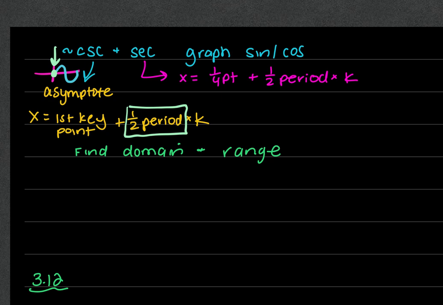And then secant, you're graphing it based on cosine. So it starts at 0, it comes down, it goes back up again, which means your asymptotes, the first one happens at the quarter point. And then you add 1/2 the period times k.